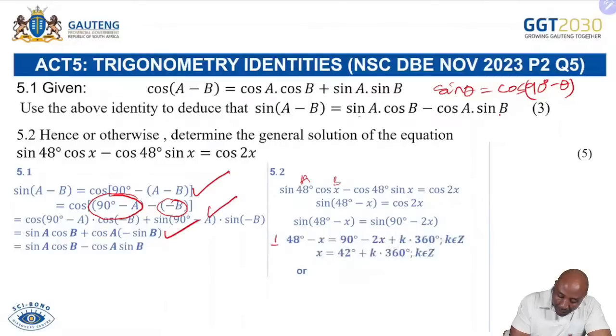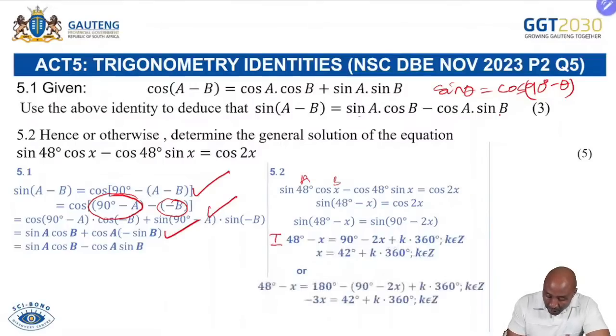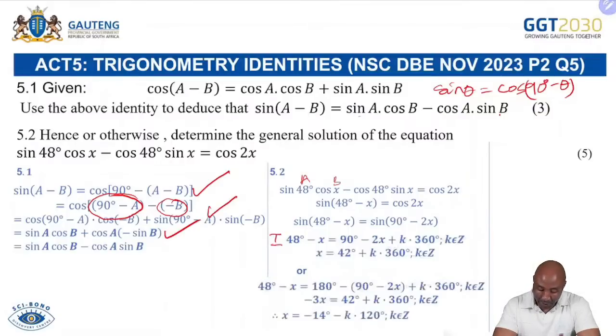This is my solution in quadrant 1. Quadrant 2, I will take my 90 minus 2x as my reference angle. So it becomes 180 minus my reference angle. So 48 minus x is equal to 180 minus my reference angle plus k times 360. And I should get negative 3x is equal to 42 degrees plus k times 360, k element of integers. And then I'll get x as negative 14 degrees plus minus k times 120 degrees, k element of integers.